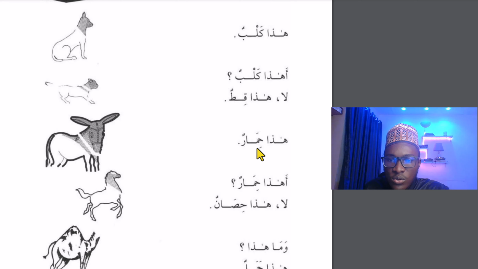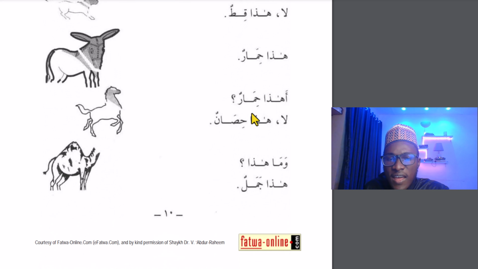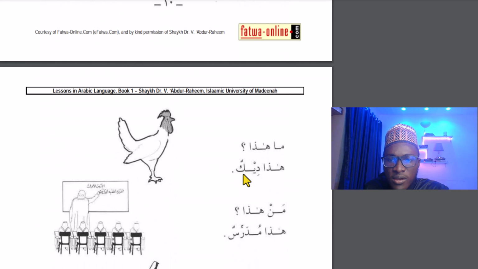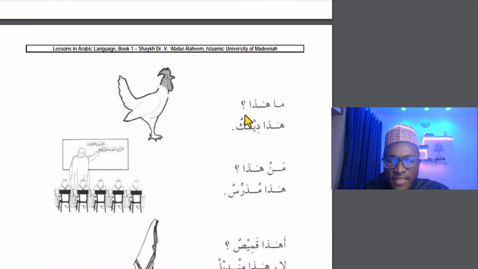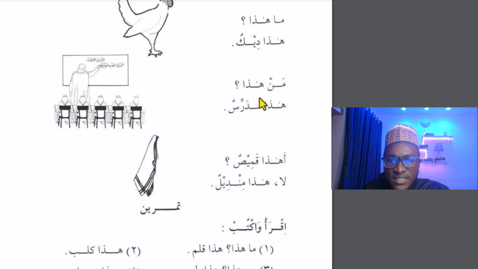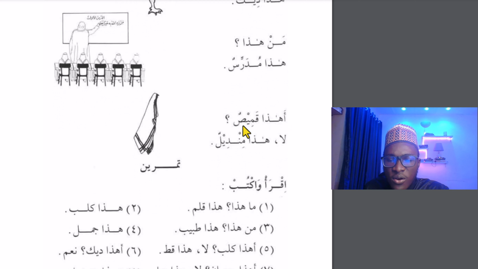هذا حمار. This is a donkey. أهذا حمار. Is this a donkey? لا, no. هذا حصان. This is a horse. وما هذا. And what is this? هذا جمل. This is a camel. ما هذا. What is this? هذا ديك. This is a cock. من هذا. Who is this? هذا مدرس. This is a teacher. أهذا قميص. Is this a shirt?